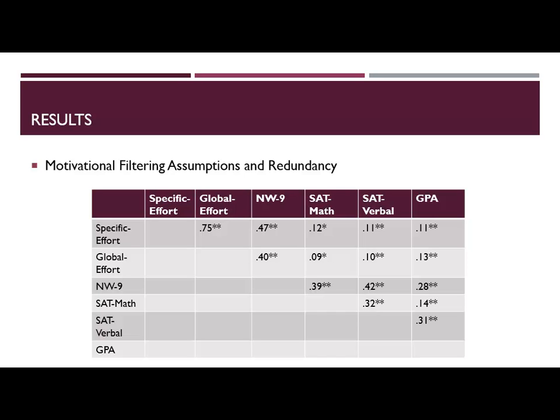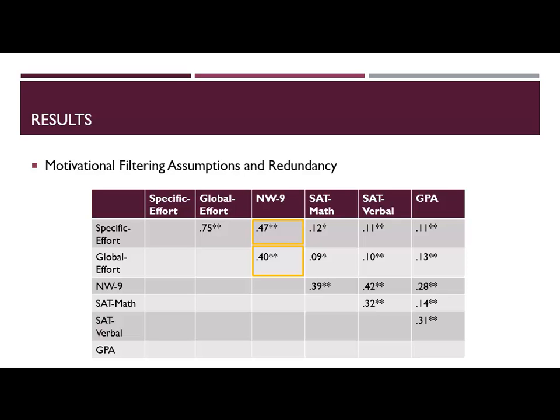Prior to implementing motivational filtering, there are 2 assumptions that should be met. First, student effort should be correlated with performance. Here we can see that there were moderate correlations between both test-specific effort at 0.47 and global effort at 0.40 with scores on the Natural World 9 test, with the correlation for test-specific effort being a bit higher.